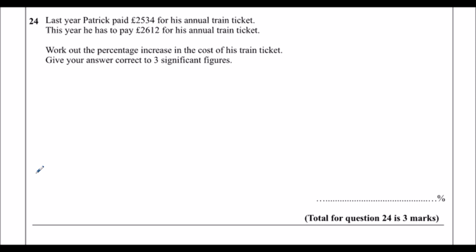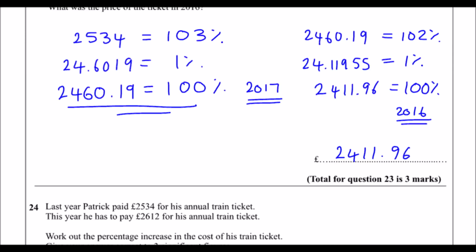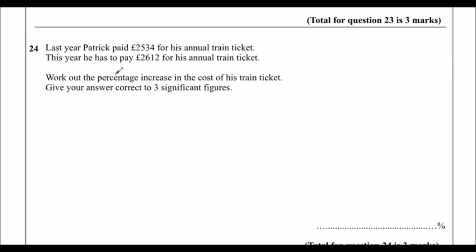Question 24. Last year, Patrick paid £2,534 for his annual train ticket, and that's weirdly the same number. This year he has to pay £2,612 for his annual train ticket. Work out the percentage increase in the cost of his train ticket. Give your answer to 3 significant figures.